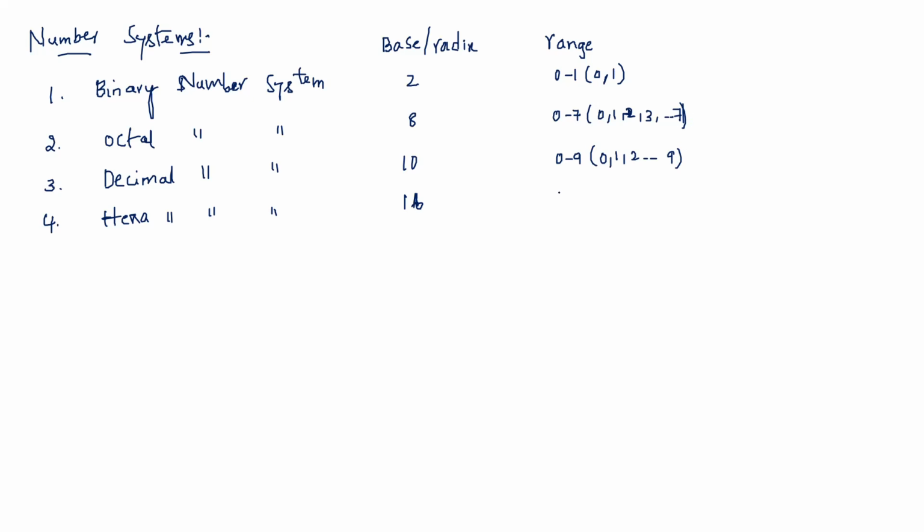And then hexadecimal, so 0 to 15. Okay, 0 to 15 is there. After 9, 0 to 9 are the numbers, and then 10 is represented with A, 11 is represented with B, 12 is represented with C, 13 is represented with D, 14 is represented with E, and 15 is represented with F. So these are the ranges.